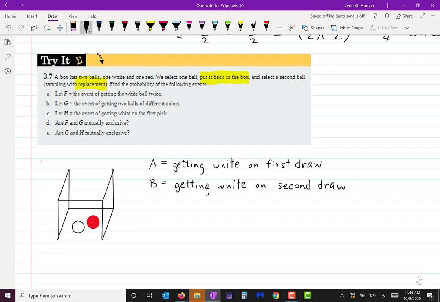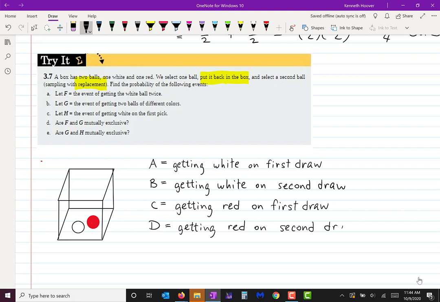And let's go ahead, because I'm sure we're going to need it. Let's go ahead and write C is the event of getting red on the first draw. And D will be the event of getting red on the second draw. Okay, so F is the event of getting the white ball twice. Do you recognize that that means A and B both happen? So in other words, F equals the intersection of A and B.